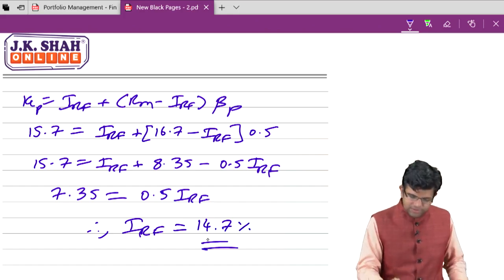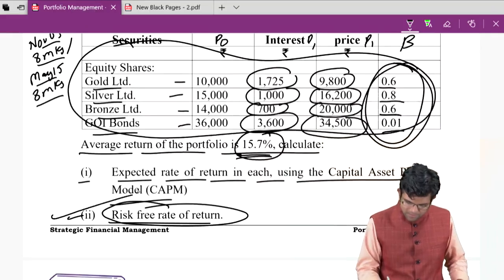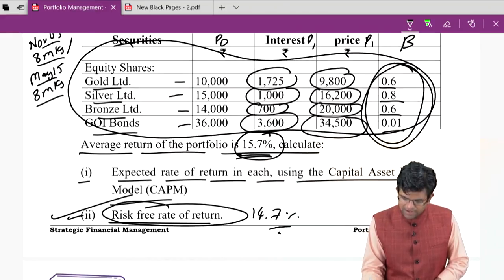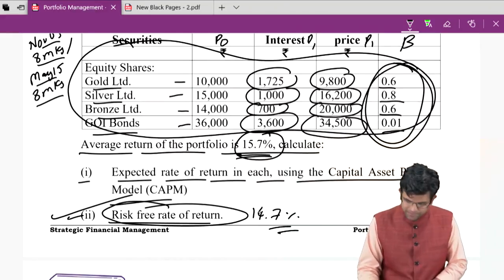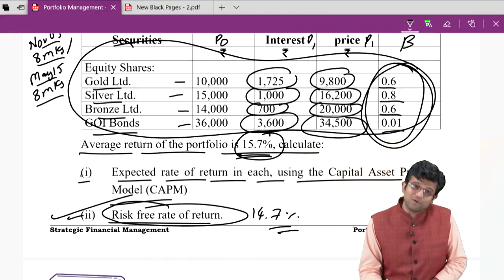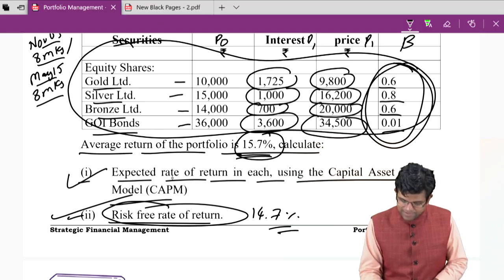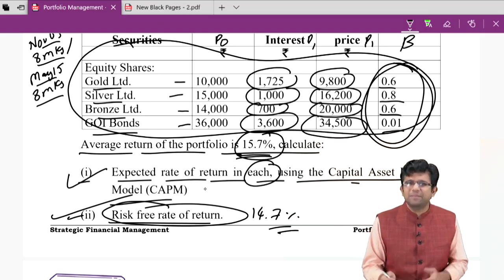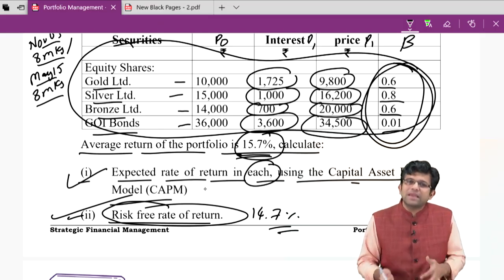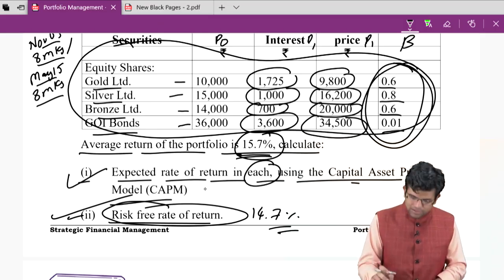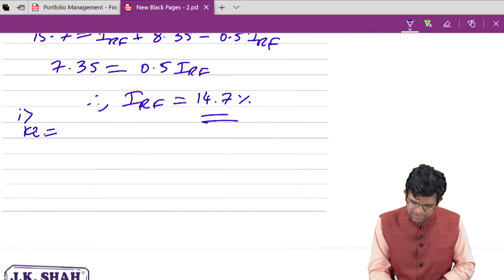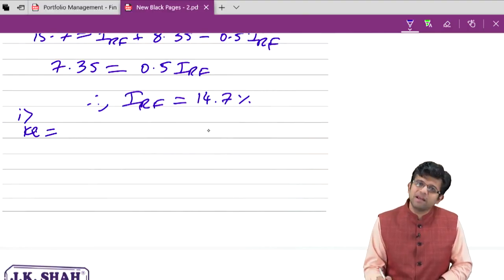Yes, 14.7%. With that, students, my point number 2, the risk-free rate of return, has been calculated as 14.7%. Now the last point, that is actually point number 1: the expected rate of return in each of these securities using CAPM. Very simple. Let us calculate KE for each of these 4 securities. Okay, point number 1. KE is equal to IRF plus RM minus IRF into beta.